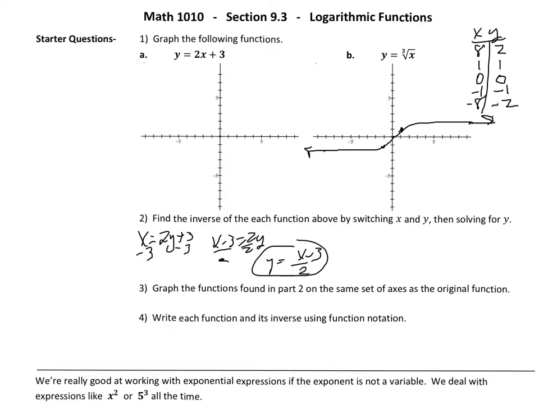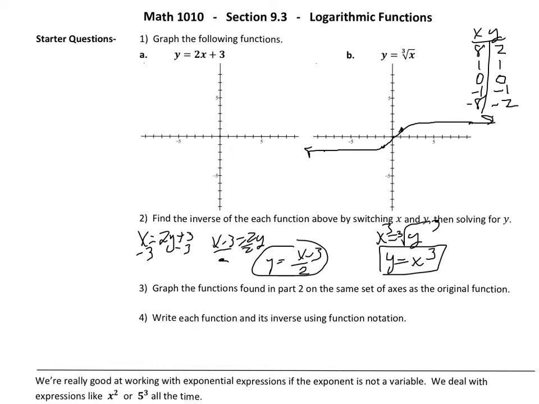Now the second one's even easier, believe it or not. So again, switch x and y. So we get x equals the cube root of y. And how do I get rid of a cube root? Cube it. Yep. So we get y equals x cubed. There's the inverse of cube root of x. Okay. Now they want us to graph part 2.